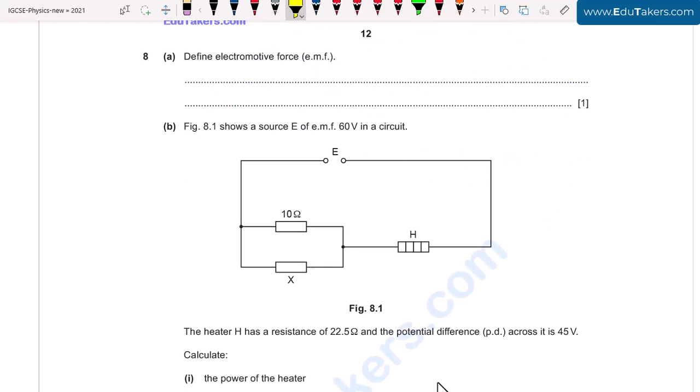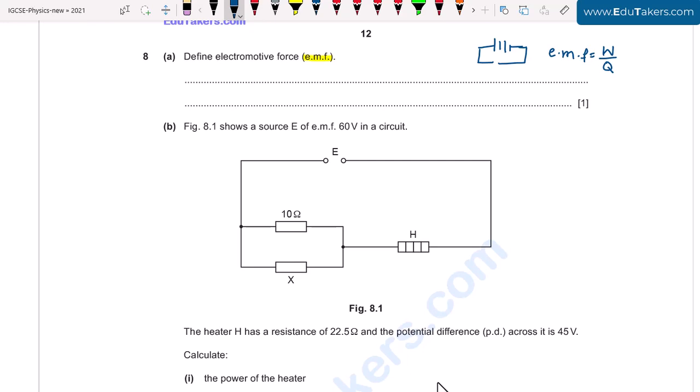Question number 8, part A. Define electromotive force, EMF. What is electromotive force? If I consider a battery and it completes a circuit and current is flowing through this circuit. Current is basically the flow of charges. So the work done on these charges to move around the whole circuit is actually the EMF. So I write here: EMF is equal to work done over charge.